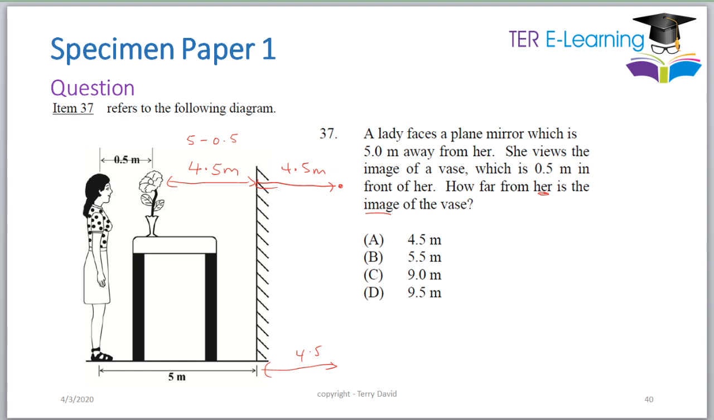Yeah, so like I was saying, we want to know the distance of the image of the vase from her. So therefore that should be 5 meters plus 4.5 meters, which is equal to 9.5 meters, right? So in this case, the answer will be D. All right.